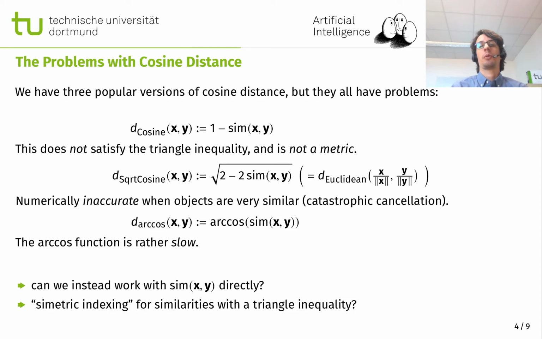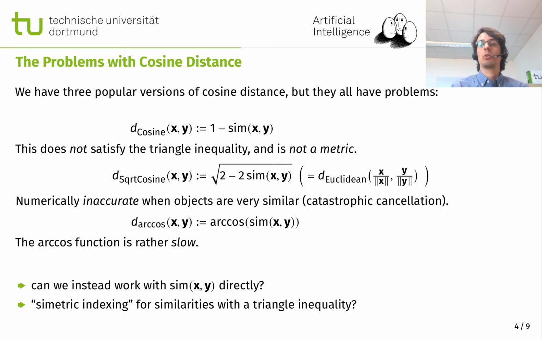But all of them have a problem. So the first one does not have the triangle inequality. We can't use it. The second one is numerically inaccurate. Well, the first one is also numerically inaccurate. Both of them are pretty bad in this respect. If we have high similarities, we get catastrophic cancellation, and we have a very low precision in distances for small distances, which is a problem for search. So we don't really want to use either of them.